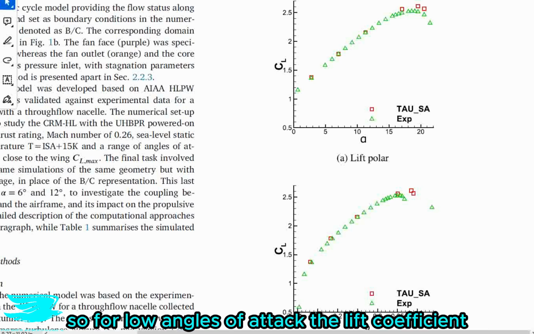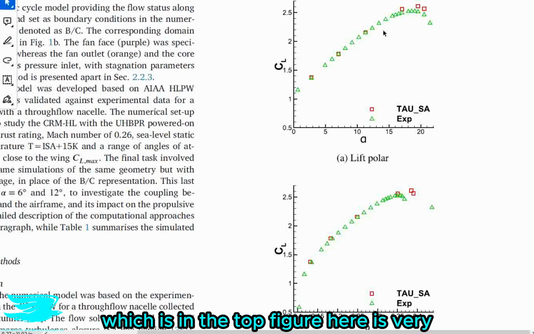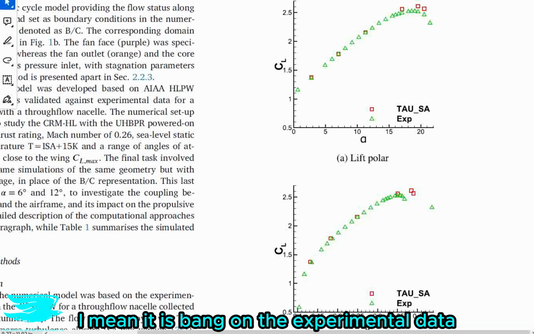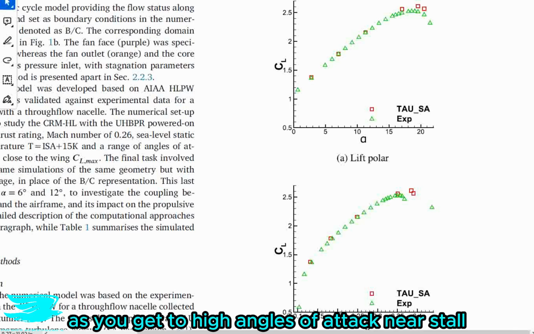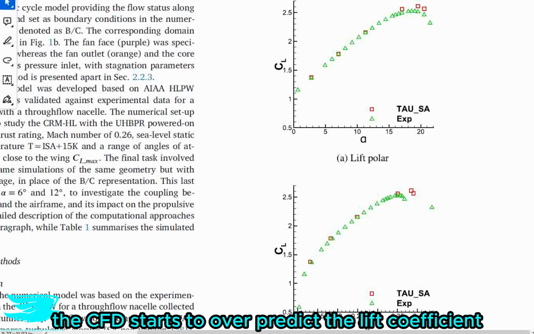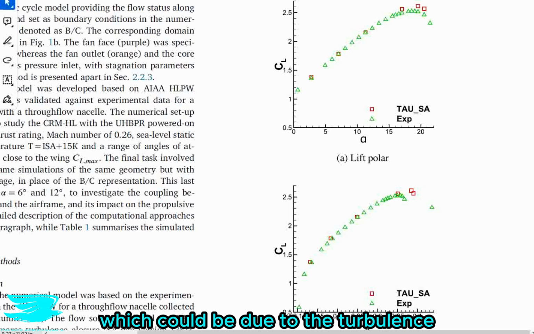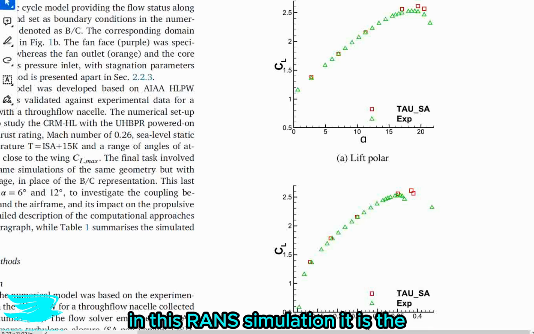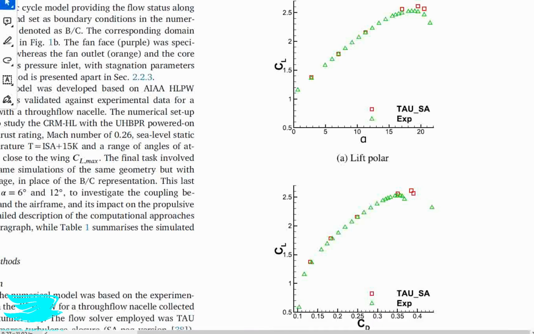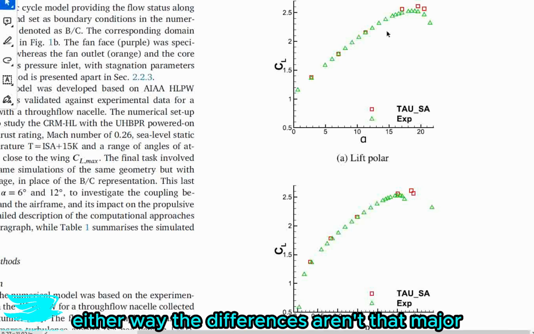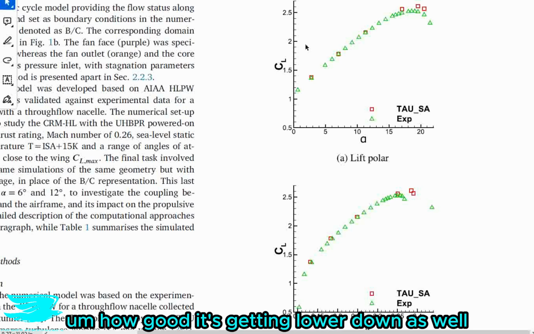So for low angles of attack, the lift coefficient, which is in the top figure here, is very, very accurate. I mean, it is bang on the experimental data. You can see that there's a huge overlap between them. It's fantastic. As we get to high angles of attack near stall, the CFD starts to overpredict the lift coefficient, which could be due to the turbulence model that they use in this RANS simulation. It is Spalart-Allmaras. However, it could also be because of the engine's performance. Either way, the differences aren't that major when you really consider how good it's getting lower down as well.